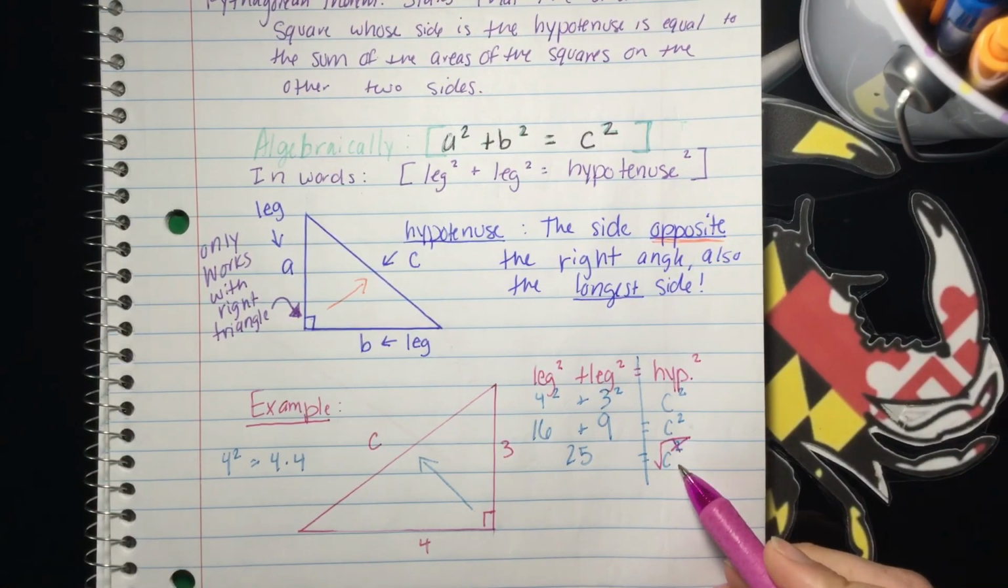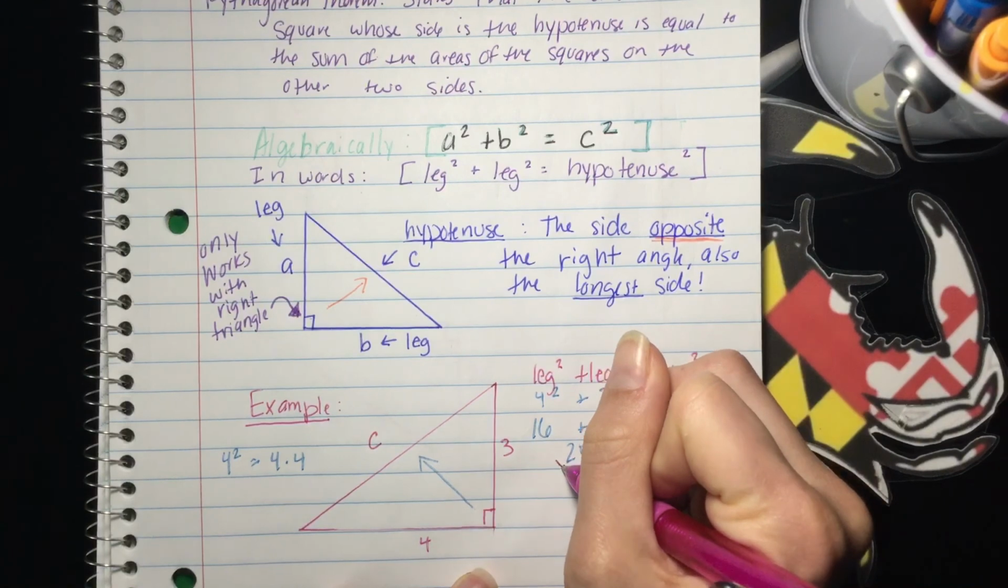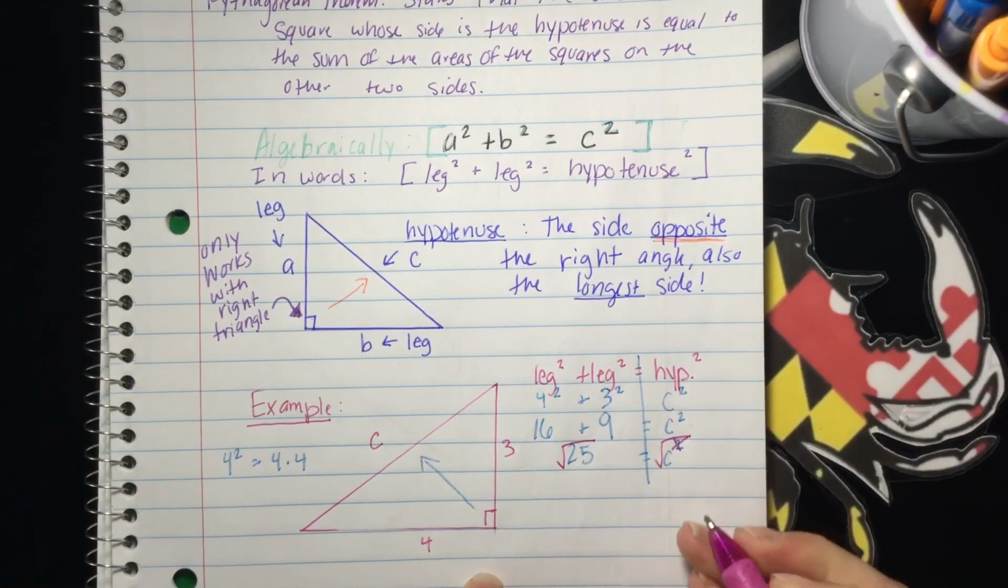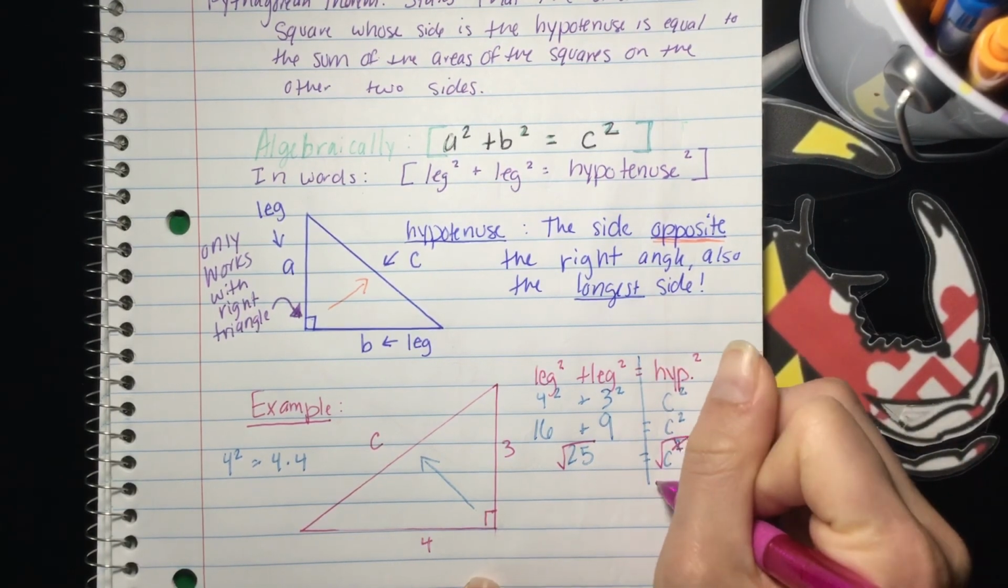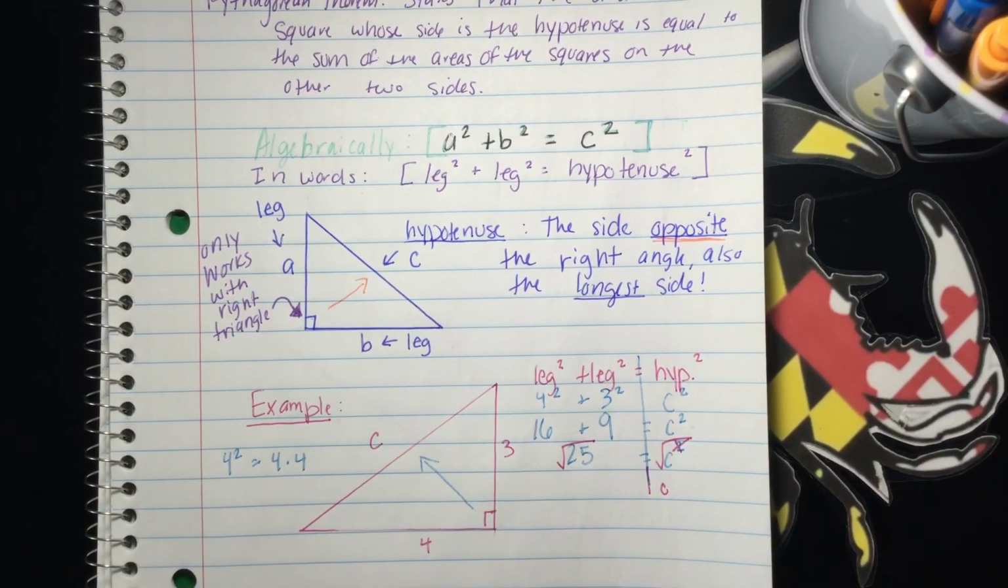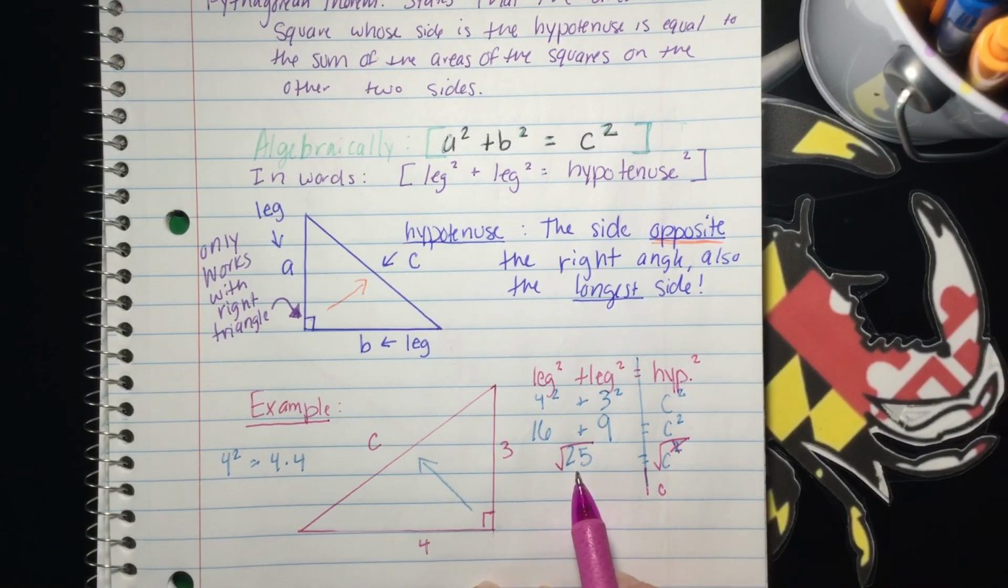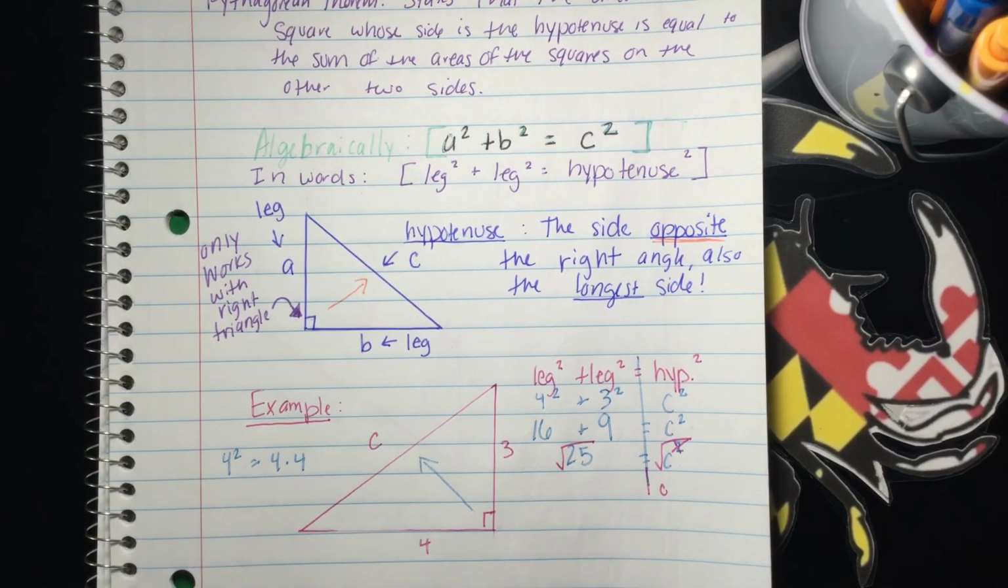And remember, whatever we do on one side, we also do to the other side. So we don't have the squared here, so all we're left with is c. And remember, 25 is a perfect square. Perfect square means that two numbers multiplied together equal what's underneath the radical. So what two numbers that are the exact same equal 25?